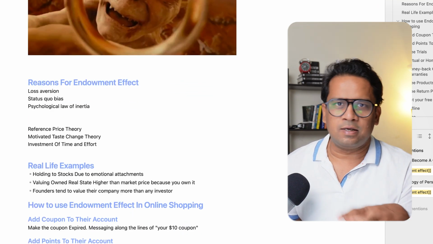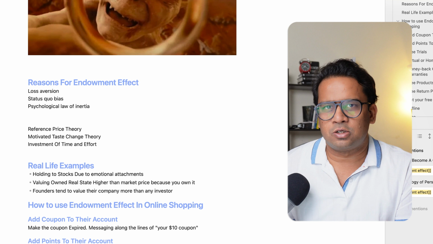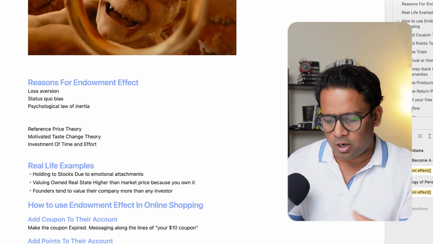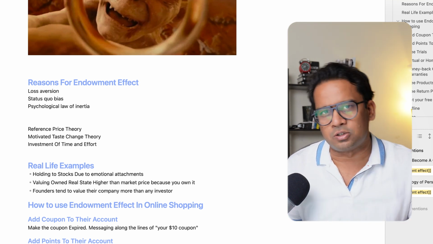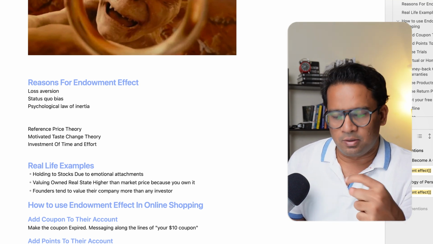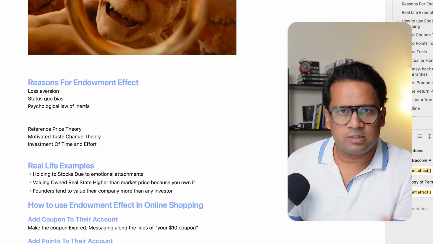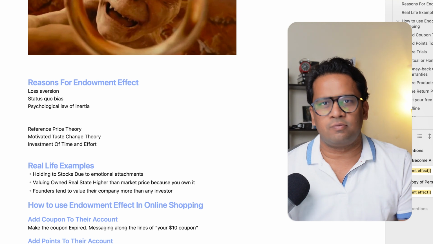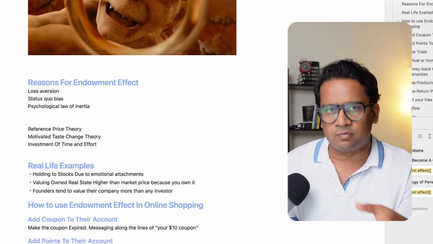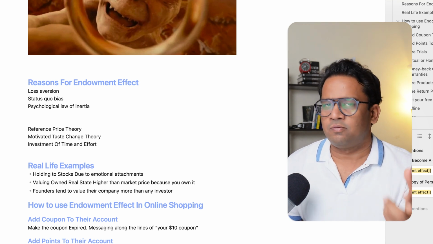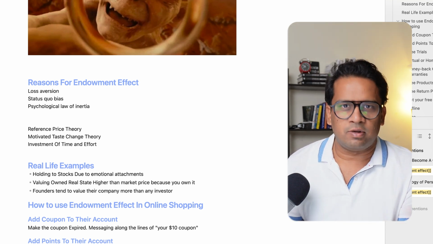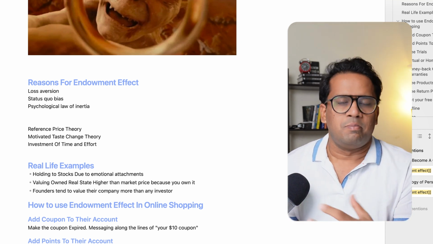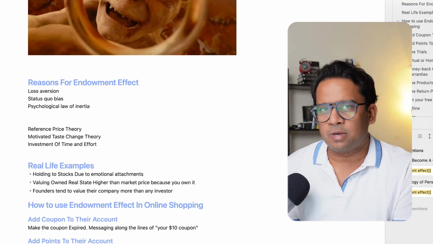Now for real-life examples, before getting into how we can implement this for e-commerce businesses, some broad examples. In the stock market, if people hold a stock, they value it more. Real estate is a very common example: any real estate seller tends to value their property differently, especially if they are living in it. Someone living in the home will value their home price differently than a buyer. The buyer has no emotional attachment to the home, so they will judge it on the market price. The seller might have a personal attachment, so they might value it differently.